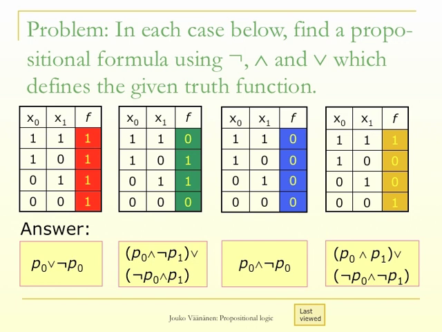As above, this can be seen by simply going through the possible arguments x0, x1, and checking in each of the four cases that the two functions, the given function f and the truth function defined by our formula, give the same answer.